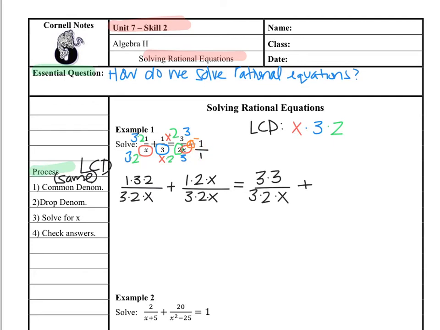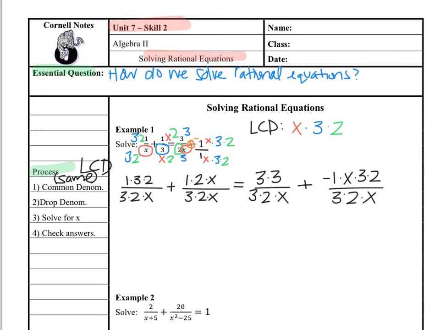So it's missing all 3 parts. Notice how it doesn't have any of those colors. All 3 parts need to be multiplied. So we're going to multiply top and bottom by x, top and bottom by 3, and top and bottom by 2. So now it's plus negative 1 times x times 3 times 2 all over 3 times 2 times x.